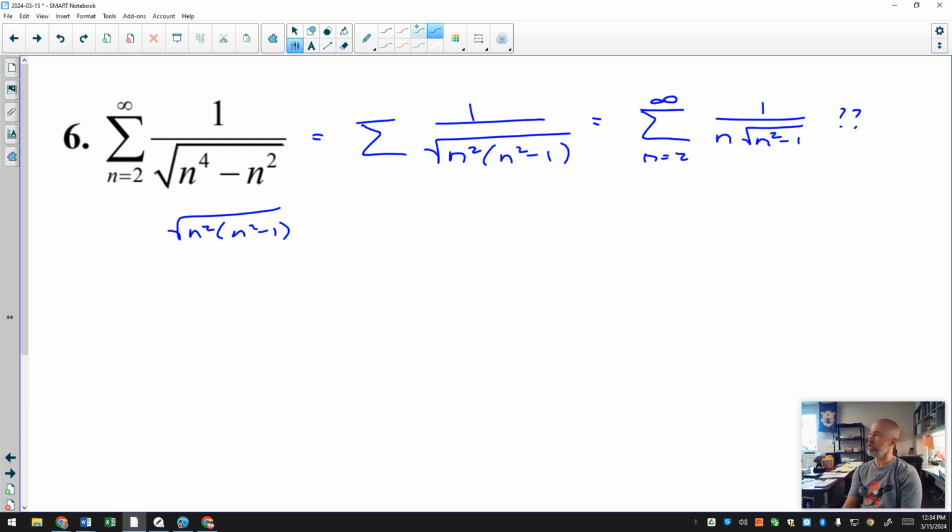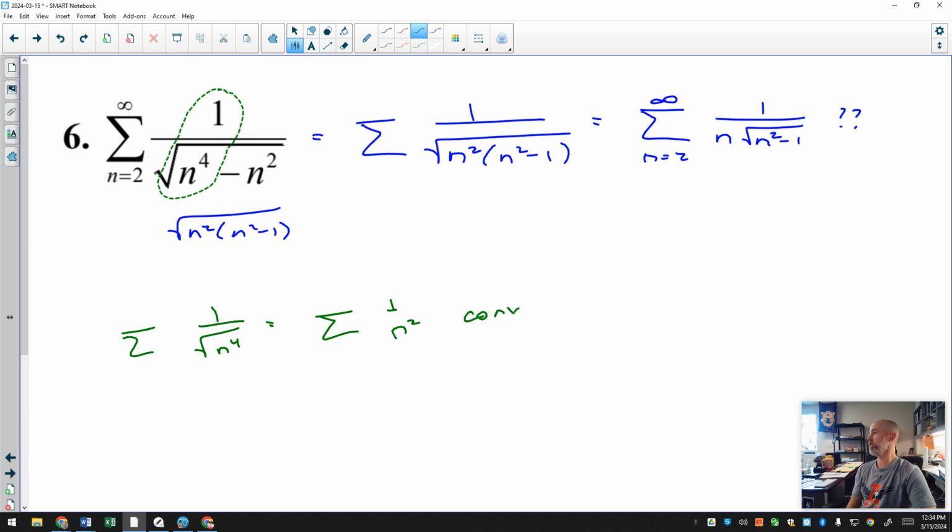What we can do is just kind of use our senses here, and we're going to look at the high power terms. These are my high power terms right here. That n squared is going to be dwarfed by the n to the fourth as n gets infinitely large. And so if we look at those high power terms, this looks like the series of 1 over the square root of n to the fourth. What is the square root of n to the fourth? It's 1 over n squared, right? Which converges. That is a P-series, right?